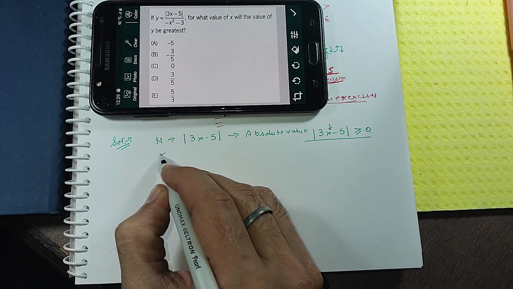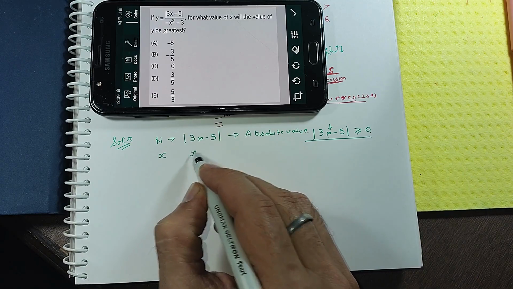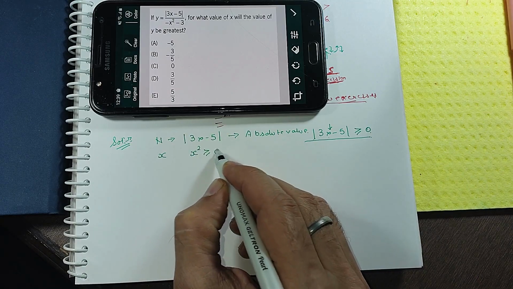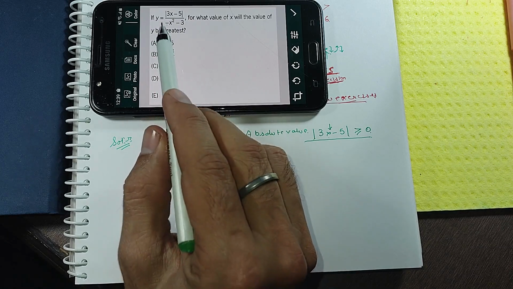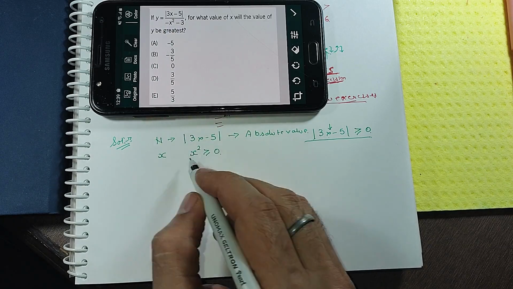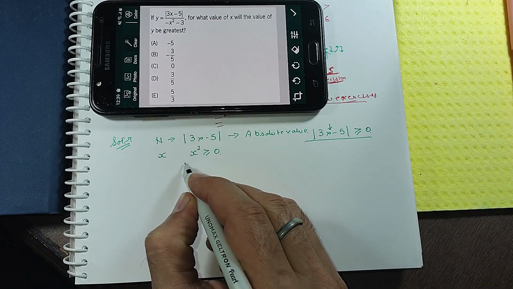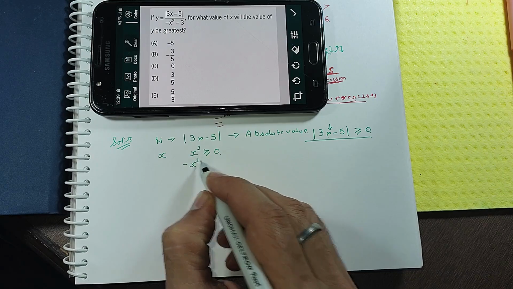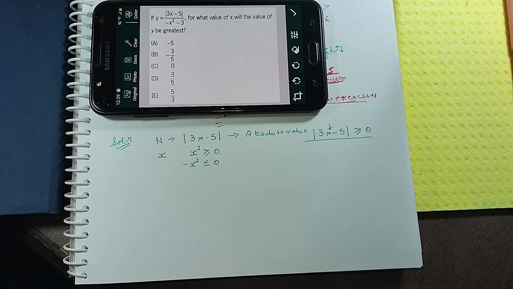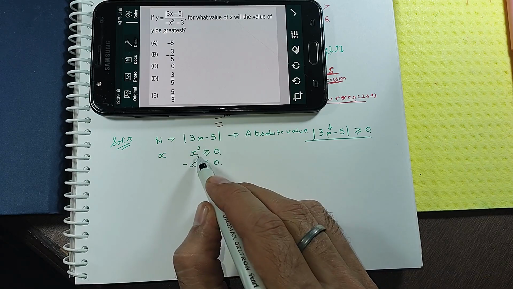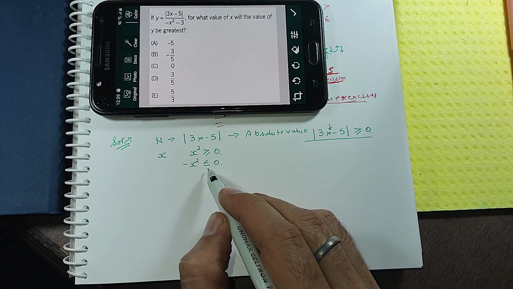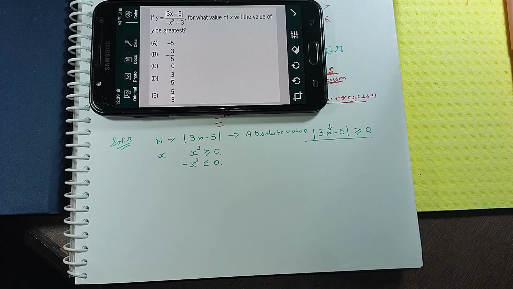Now in the denominator, there is another concept. Let us suppose there is a real number x. x square will always be greater than or equal to 0. The square of any real number will always be greater than or equal to 0. Now since we need minus x square in the denominator, if I multiply both sides by negative, this will be minus x square less than or equal to 0, right? Because we know that whenever we multiply an inequality with a negative sign, the sign of the inequality shifts to the other side.